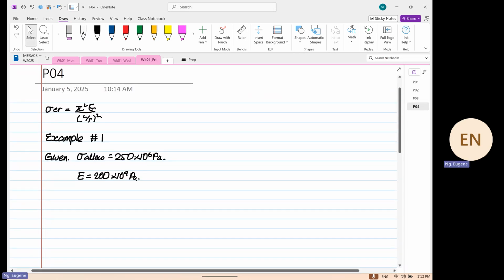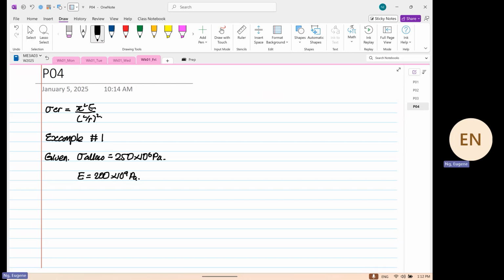So from here, we can calculate the L over R ratio. So we're going to determine the L over R ratio. The L over R ratio will be equal to pi squared E over stress critical, and then the whole thing is equal to square root.